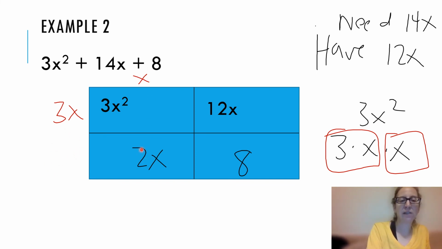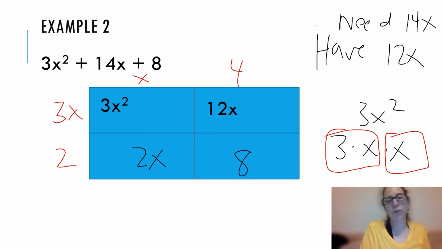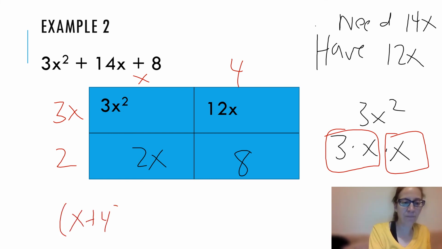So let's look at this one right here. We have x times something to get the area, so that should give us 2x. So this would have to be a 2 right there. And then you can do this any way you want. You could do 2 times something right here would have to give you 8. So 2 times what would give you 8? That would be 4. And then whatever box is your last one, you can use that to check your work. So 3x times 4 better give me 12x because that's what I have in the box, and it does. And so we end up with the factors x plus 4, and then going down the side, 3x plus 2.